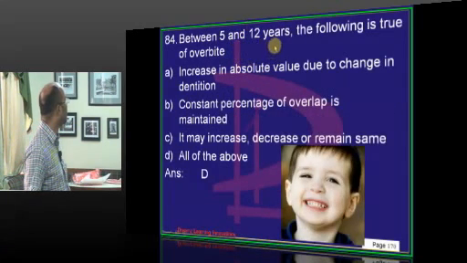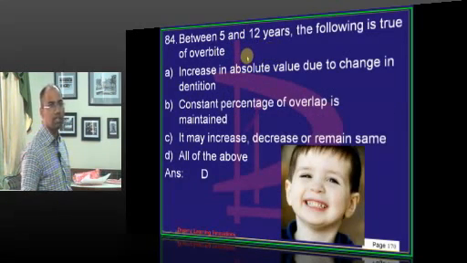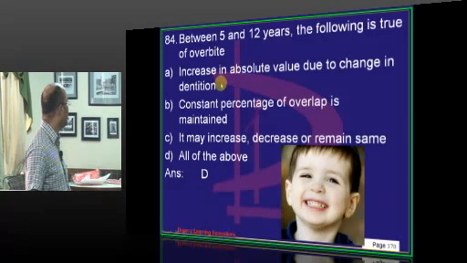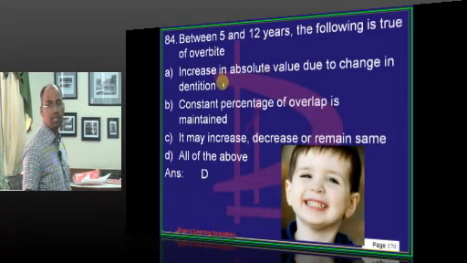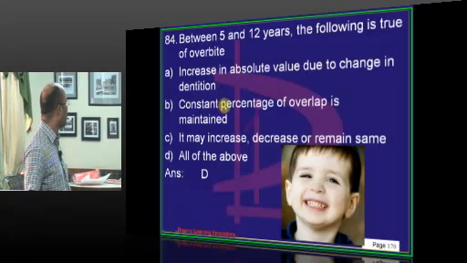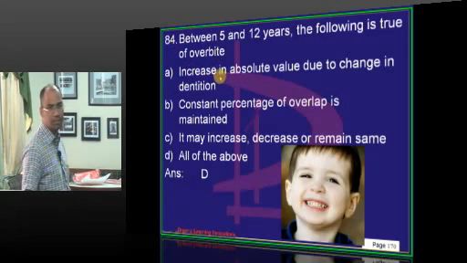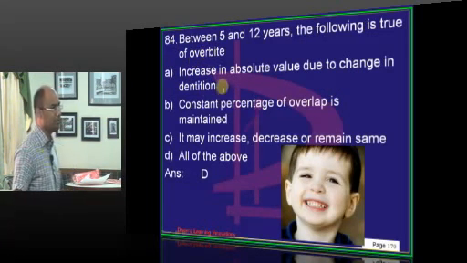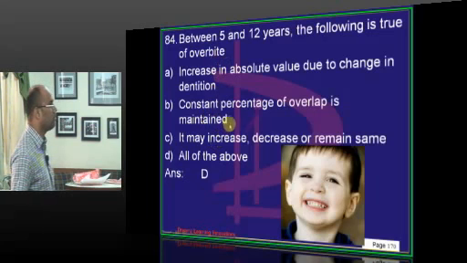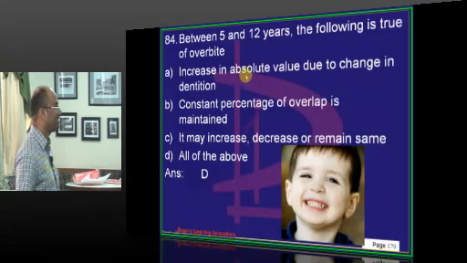Between 5 to 12 years, the following changes occur with relation to overbite. Increase in the absolute value due to the change in dentition. Constant percentage of overlap is maintained. It might increase, decrease or remain same. With relation to overbite, anything can happen, isn't it? So, all of the above. Either it could be an increase in the absolute value due to the change.